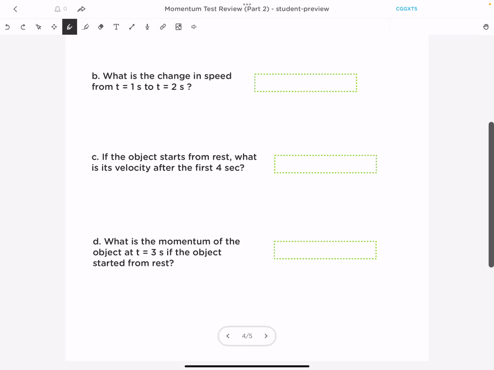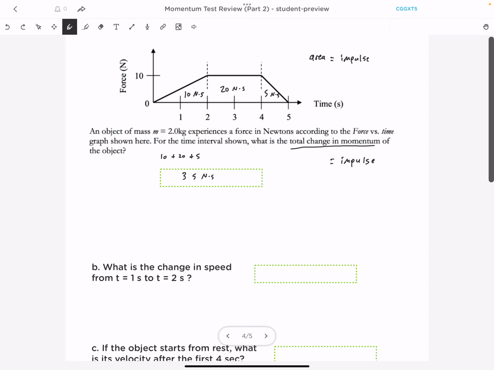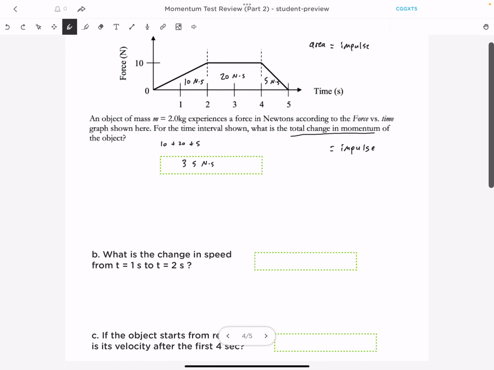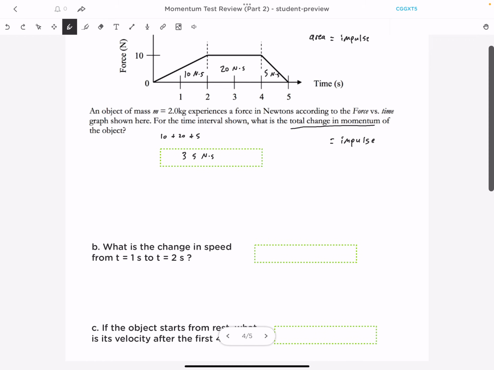But here, what is the change in speed from t equals 1 to t equals 2? So for this, you need a little bit more information. So we need to know the mass of the object. That's stated in the problem as 2 kilograms. The reason why is basically we just calculate what the total change in momentum is, right? What we need to find is the change in momentum from t equals 1 to t equals 2 seconds, and then we're going to use that in order to figure out what the change in speed is, right?